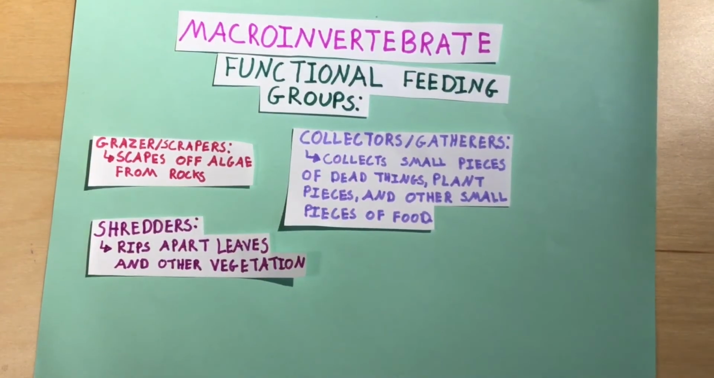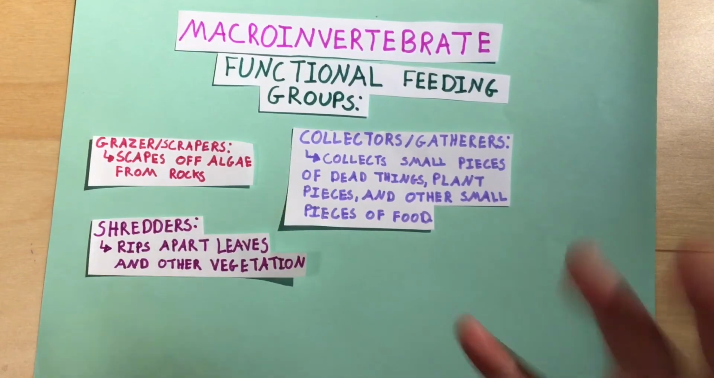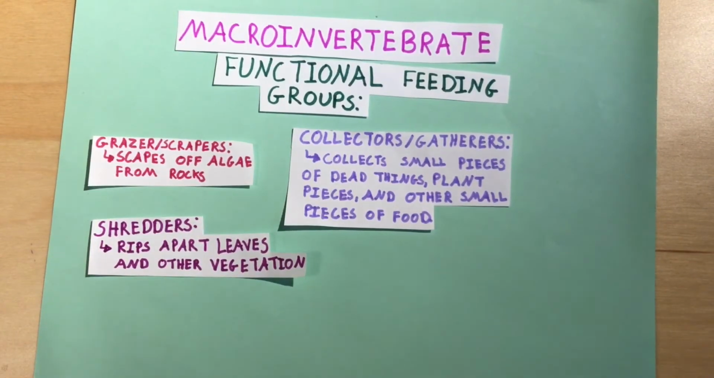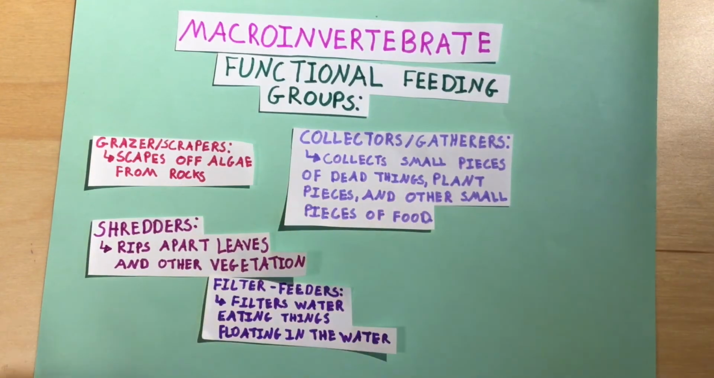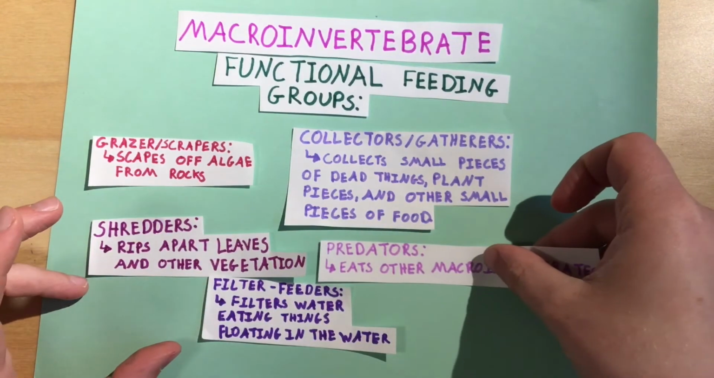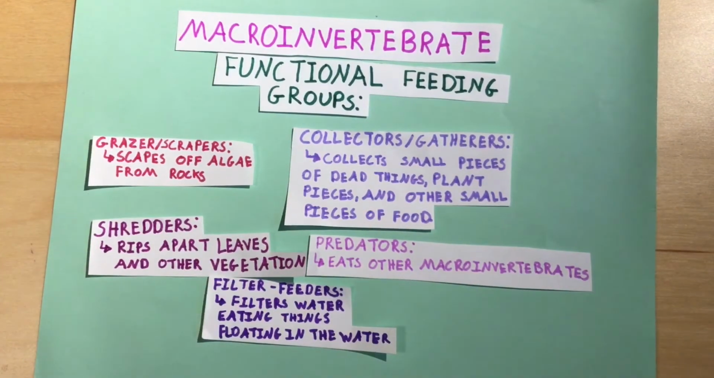So basically anything left over in the bottom part of the stream or the ponds, that's where you'll find that functional feeding group. We have filter feeders. Filter feeders filter water through them and eat anything that they find floating in the water. And lastly, we have one more. We have predators. And predators eat other macroinvertebrates. They either kill them and eat them, or they find the bodies and eat them.